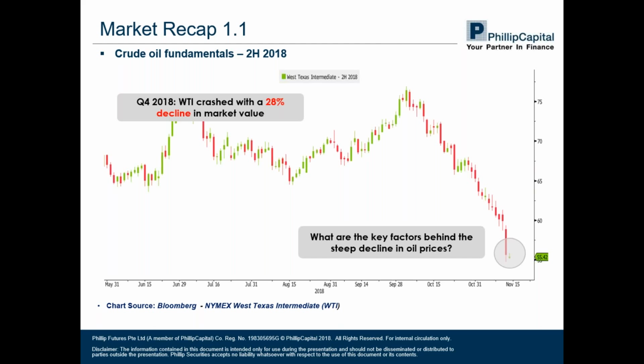But now for the fourth quarter, to be more precise, mid-October, it hit a high of about $76, before which, when it broke the $62 mark, the market officially entered the bear market. So before that, what were the key factors behind these steep price drops?